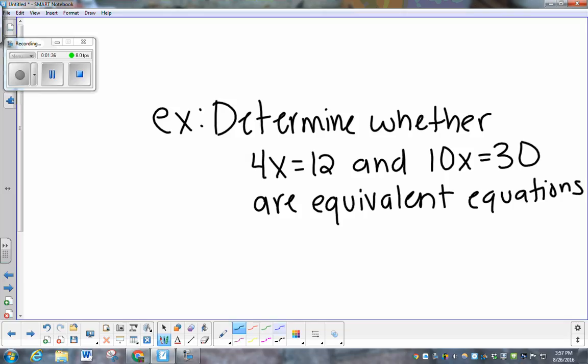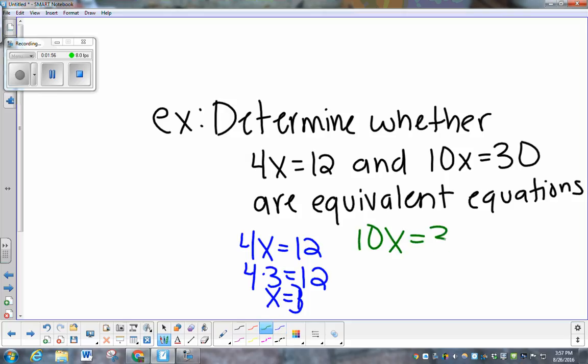All right, so if we look at our first one, 4x equals 12, we can see here that the only thing that'll work for x would be the number 3, right? Because 4 times 3 is 12. So on this one, we know x is 3. And our second equation, 10x equals 30, well, we know that 10 times 3 is 30. So in this case, x has to be 3. I don't think there's anything else that'll work.